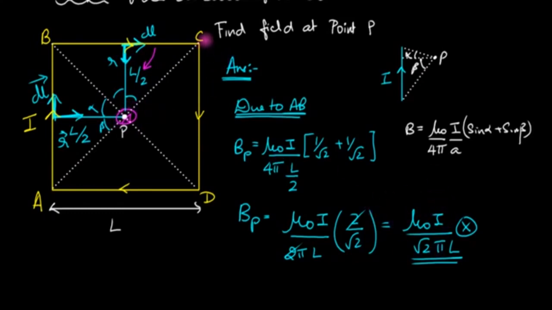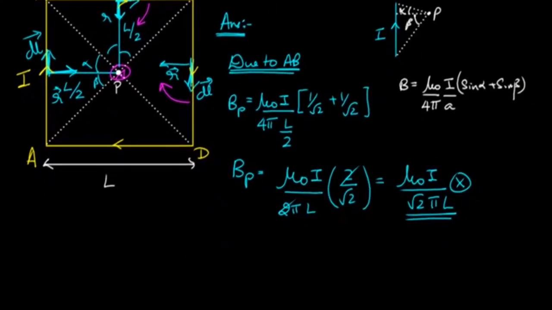What about the magnetic field due to CD? Well, same exercise. dl is this way, r is this way, dl cross r, inwards. Excellent, adds up. And I'm not going to check that over here. You do that last check, convince yourself that that's also going to be inwards, and hence this problem is solved.